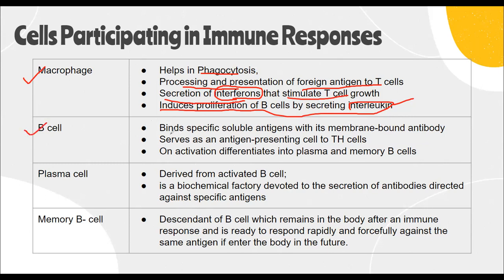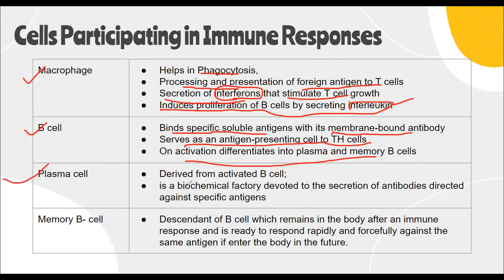Okay. Then you have the B cell. Obviously, B cells will bind to the antigen, which is membrane bound, and then they will produce the antibody which will kill the antigen. Okay, so they serve as an antigen presenting cell to the Th cells. Also, in addition to producing plasma cells and memory cells, they also give a signal to the T helper cells, so that they can also activate the cytotoxic T cells for killing of the neighboring infected cell.